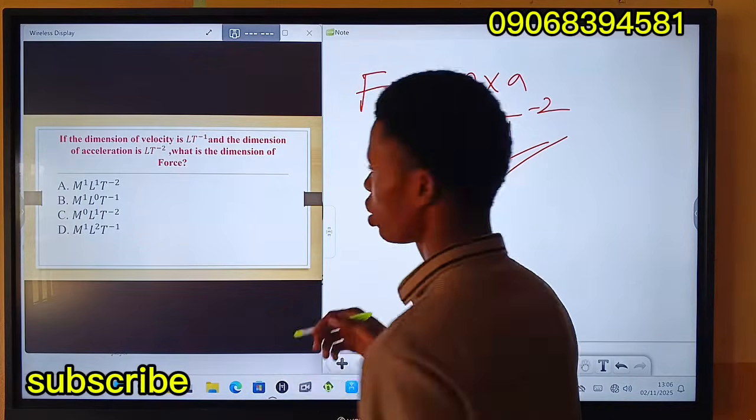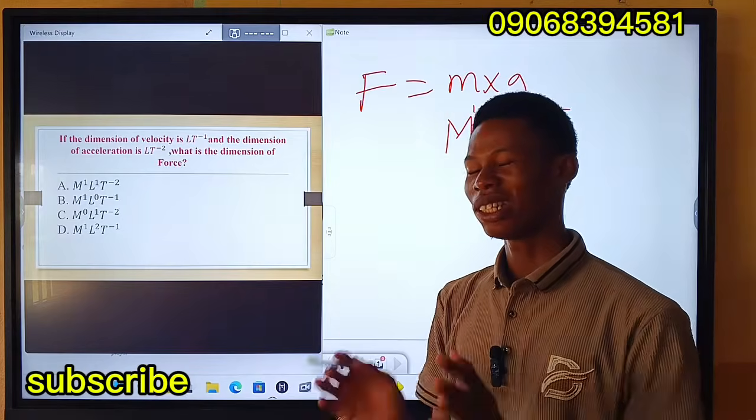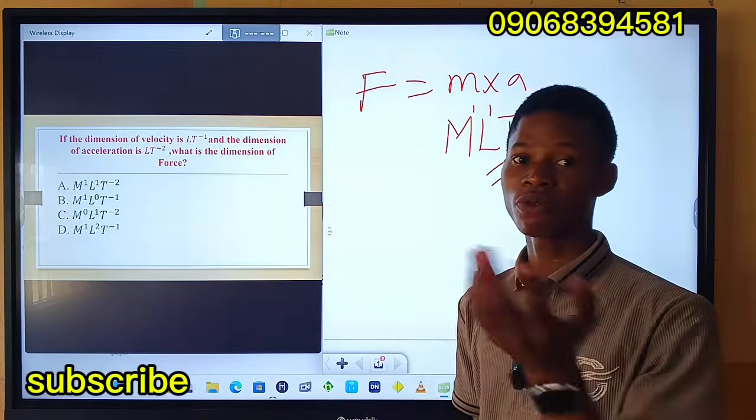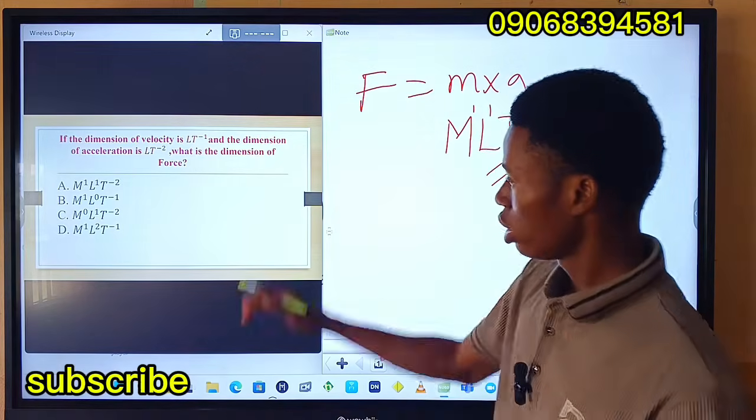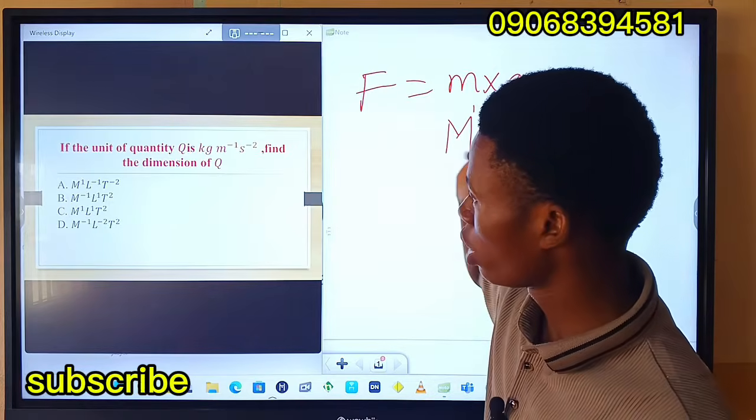That's it. So you can see that with fundamental and derived quantities, the questions will be very simple, but people fail this a lot because they overlook it.